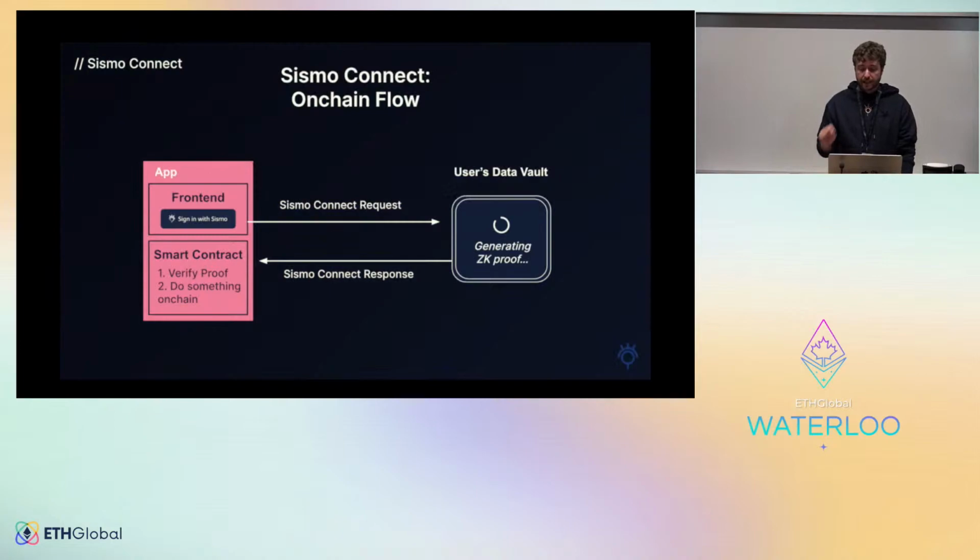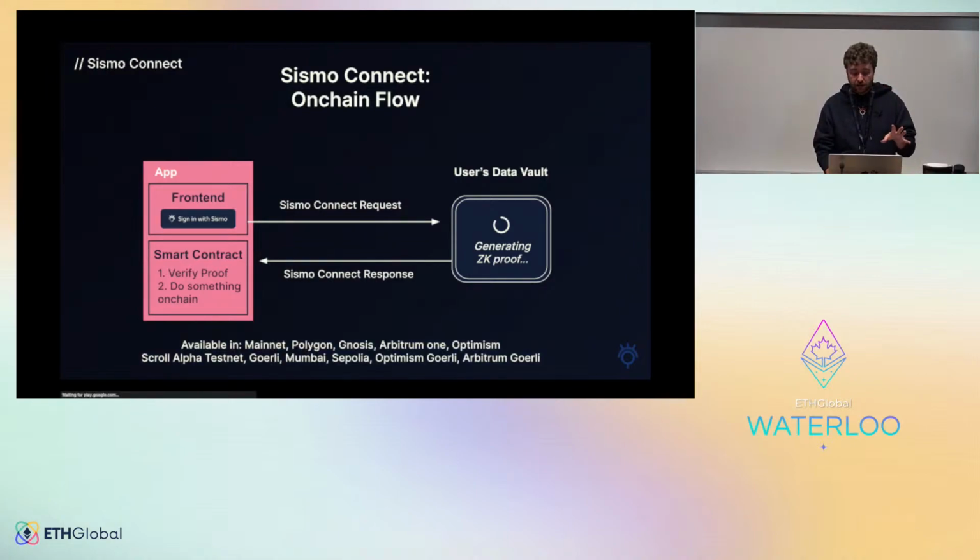using our factory or directly using our repository, which is an open source repository. So finally, this Sysmo Connect flow, I already showed you, but it's very simple. You have a button in your front end. You do a Sysmo Connect request where you request the data you want. The user generates it in his Sysmo data vault. It generates the ZK proof. The response, which is in fact the ZK proof, is sent back to the application that can verify it.